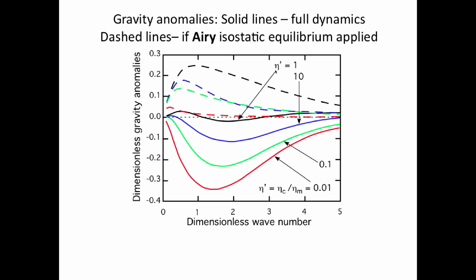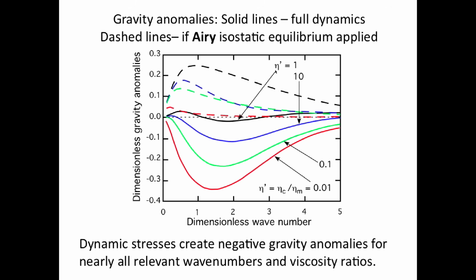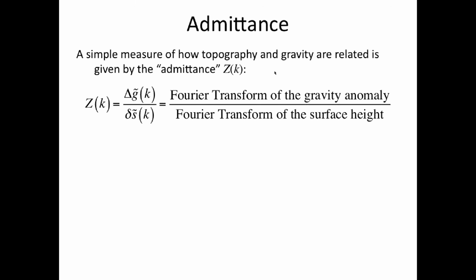So the message here is that the dynamics are creating negative gravity anomalies for nearly all relevant wave numbers and viscosity ratios. Well, this is better studied with what's called the admittance. This is a concept that McKenzie introduced. It's the ratio of the Fourier transform of the gravity anomaly to the Fourier transform of the surface height. It has a simple look, and it's remarkably simple in the Earth.